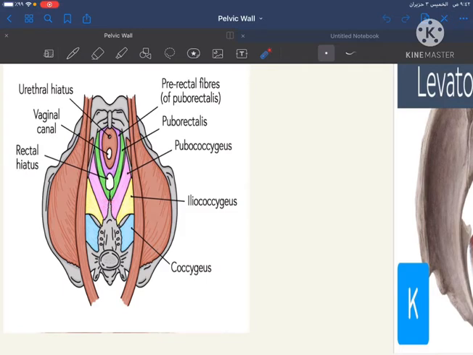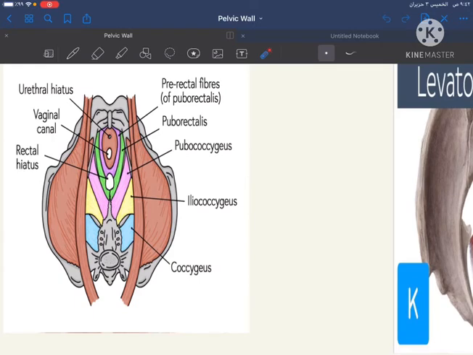What is the meaning of anococcygeal body? The anococcygeal body is the same as the perineal body, a collection of fibrous tissue, but it is located behind the rectum, while the perineal body is located anterior to the rectum. So the pubococcygeus muscle inserts into this body. And the last fibers are called the posterior fiber or iliococcygeus fiber. It also inserts into the anococcygeal body. So these fibers form the levator ani muscle.